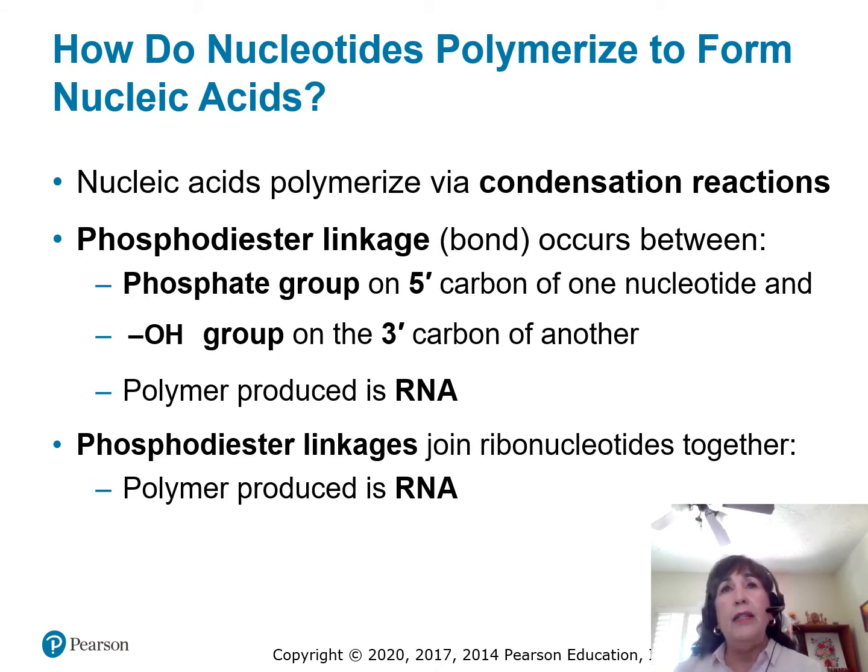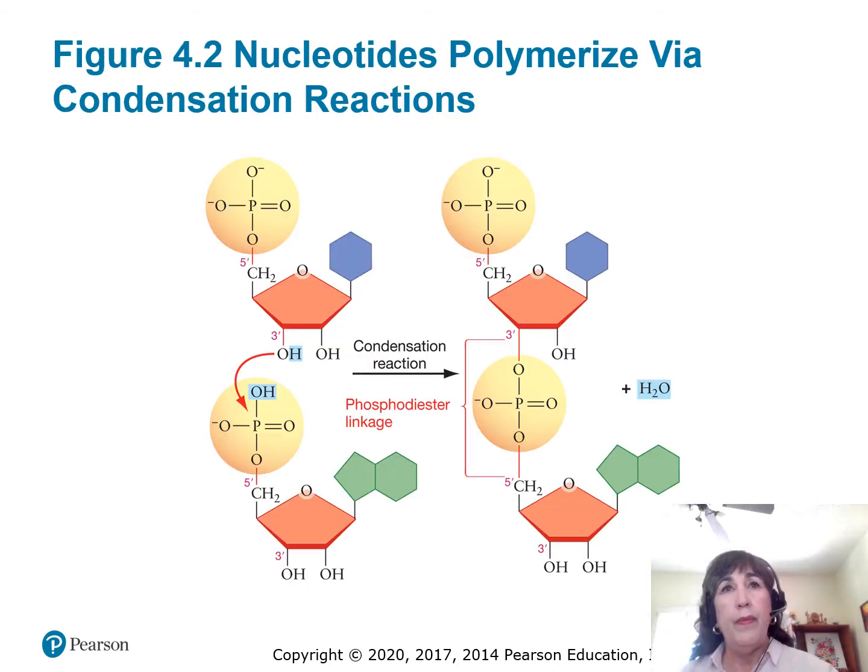How do nucleotides polymerize to form nucleic acids? Well, it's the same thing. They use condensation reactions. And you'll have to know this bond. It is a phosphodiester linkage. The phosphodiester linkage links the phosphate group on the 5' carbon of one nucleotide to the hydroxyl group on the 3' carbon of another, and from there we get a bond between two nucleotides. So we can form RNA and we can form DNA.